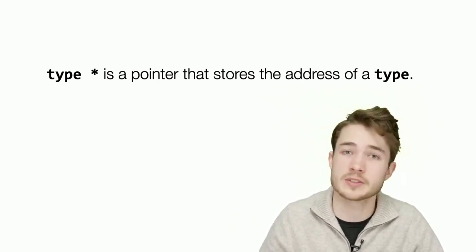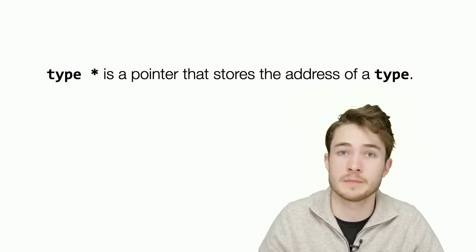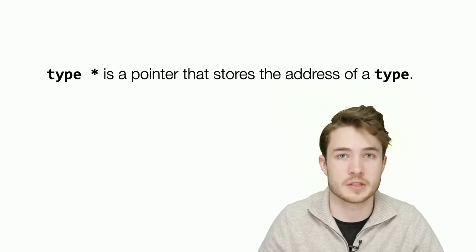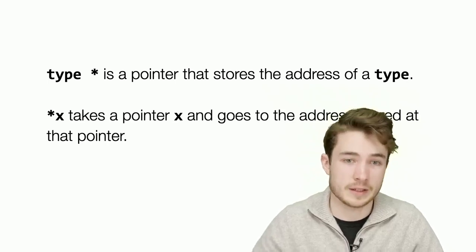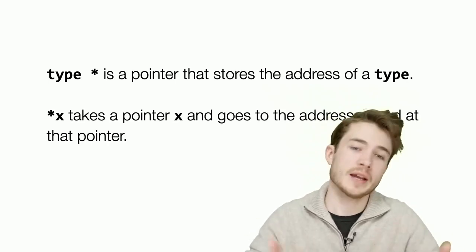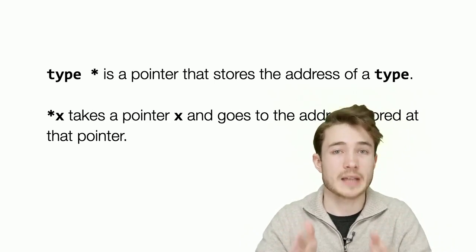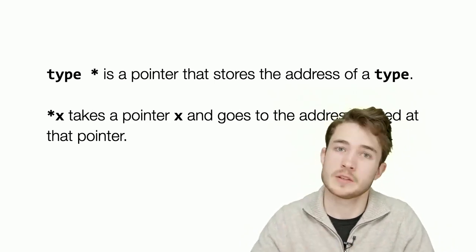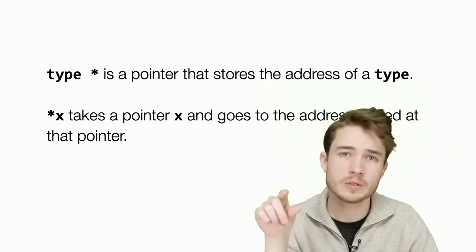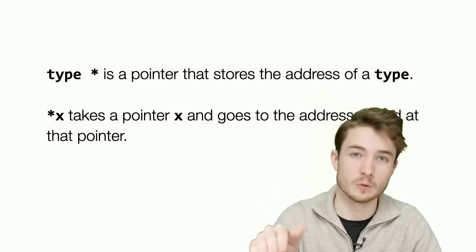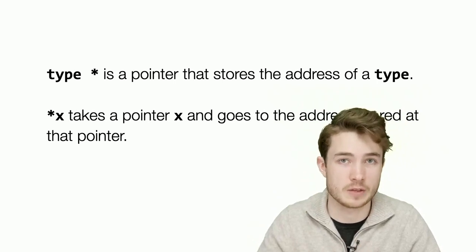If you say int star, it stores the address of an integer. If you say char star, it stores the address of a character. Now, additionally, star x takes a pointer, in this case called x, and goes to the address stored at that pointer, as we just saw recently. Star p finds that pointer p and says, what's the value inside of p? Let me go to that address and find the value there.